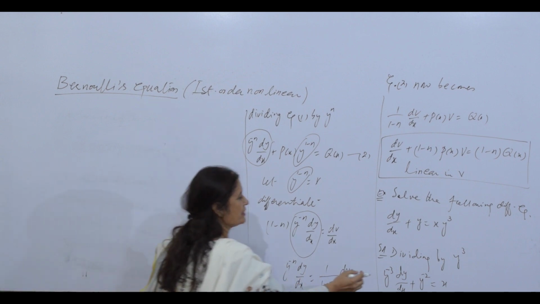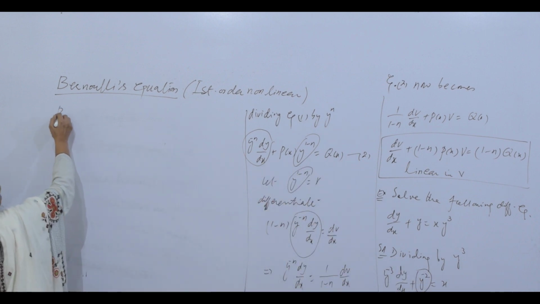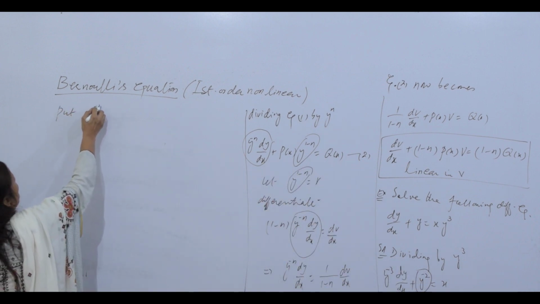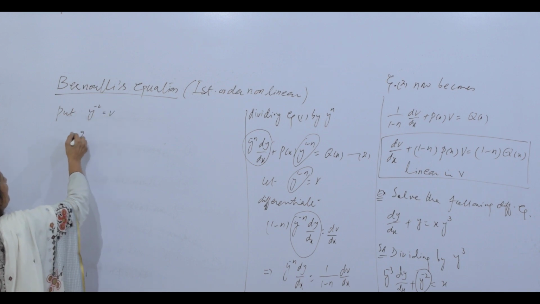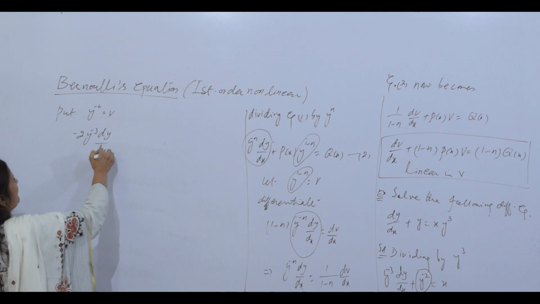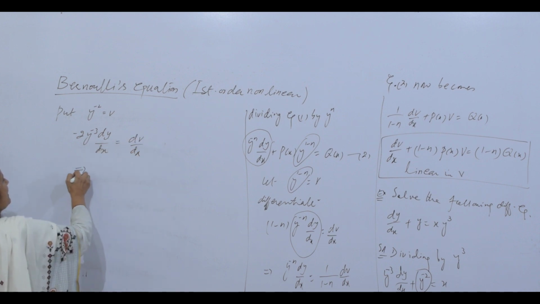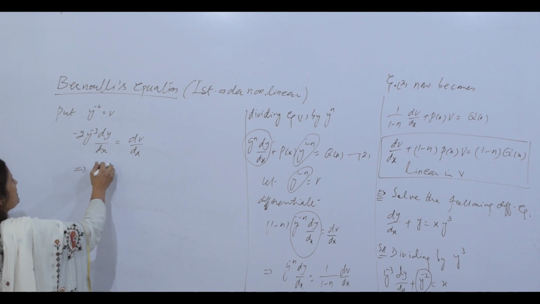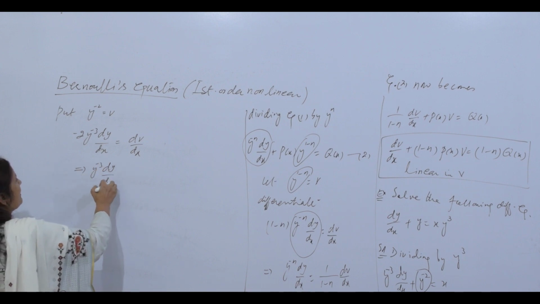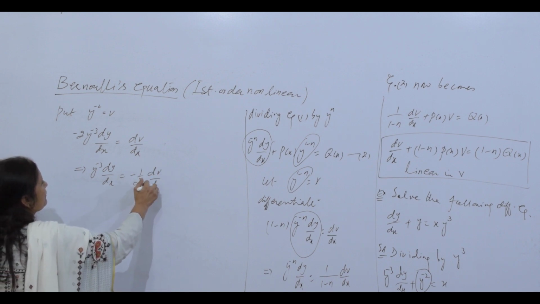Put y minus 2 is equal to v. Minus 2y minus 3, taking the derivative, dy by dx is dv by dx. This implies y minus 3 dy by dx is minus half dv by dx. Look at that.